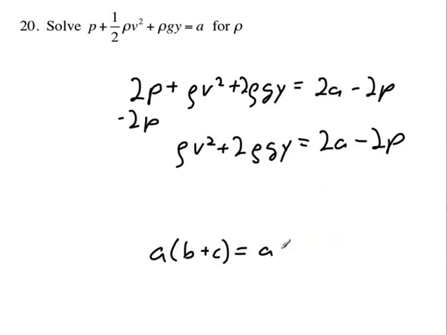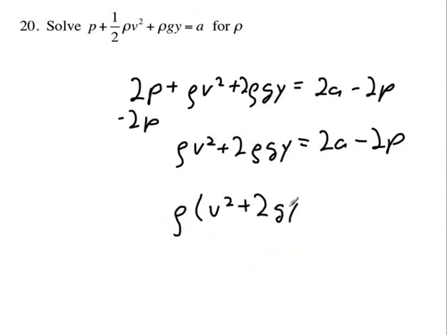And when we factor, what we're doing is we're pretty much anti-distributing. So we're taking the a out. Instead of putting it in, we're going to pull it out. So that's what we're going to do with rho here. If I pull out a rho, what we're left with is v squared plus 2gy, and that equals 2a minus 2p.